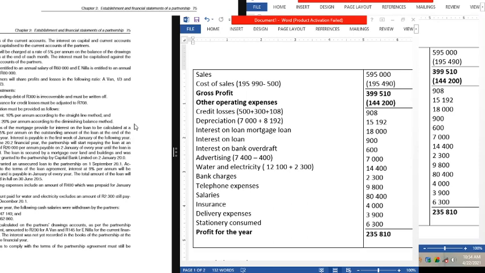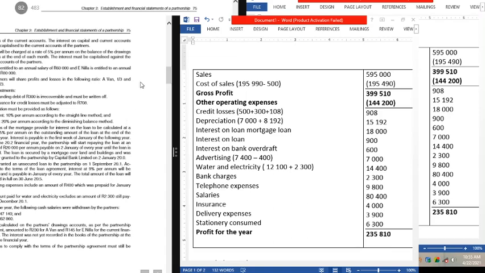If the actual amount is bigger, for instance our actual credit losses this year amount to 700, that is more than what we budgeted for, so the difference will be an expense to the business. But if our actual credit losses are less than the budgeted, then the difference will be an income to the business. You understand? For instance, here, our actual credit losses are 708.